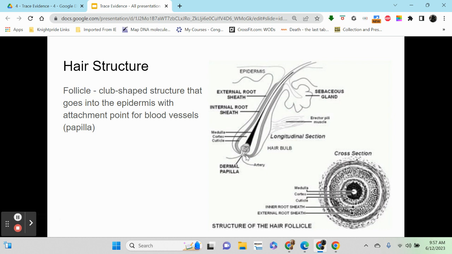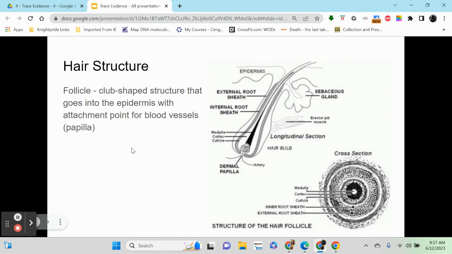All right, the follicle is going to be the part down here. You'll see it's also referred to as the hair bulb itself. But this is going to be the part where the hair is going to grow from, right? And allow those blood vessels then to attach, and they're going to feed that hair, providing it with the nutrients that it needs to be able to grow. All right, so the follicle ends up being very important.